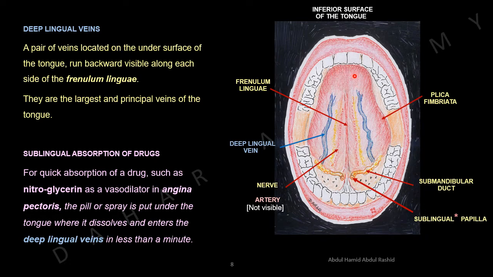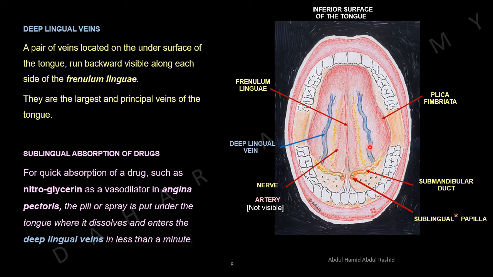This is a diagram of an open mouth showing the inferior surface of the tongue. This is the tip of the tongue. This is the root of the tongue. This is the floor of the mouth. This is the median mucosal fold called frenulum linguae. It is attached between the undersurface of the tongue and the floor of the mouth.